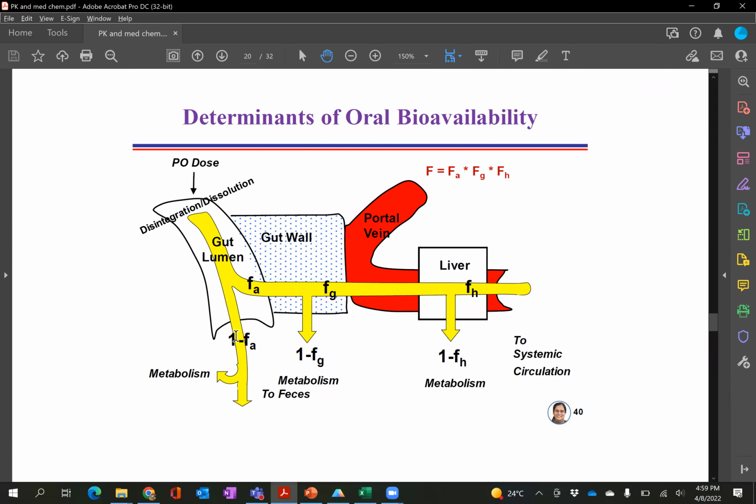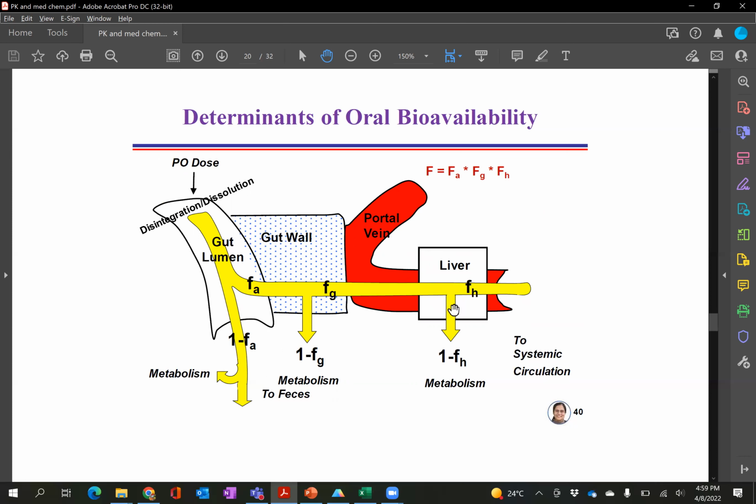It can be absorbed, or not absorbed. So only the fraction FA of the drug gets absorbed. And then it needs to go through the gut wall. Through that process, you can also get metabolized. So only say you have FG% left. Then FA times FG will be whatever you have left in the portal vein, because once it is absorbed it will go into the portal vein first, right?